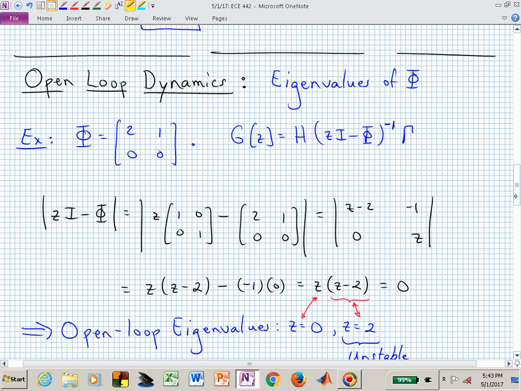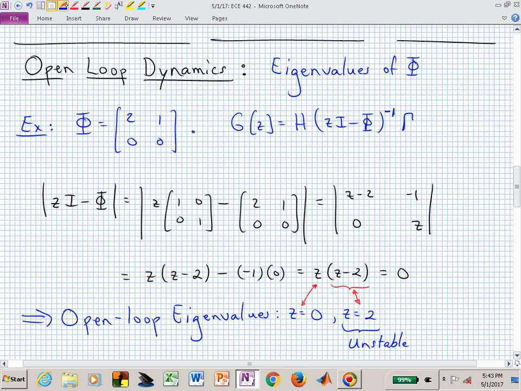In our example that we talked about last time, we had a second order system, phi, and its system matrix was [2, 1; 0, 0]. We can look at the open loop dynamics by finding the eigenvalues of that system matrix, phi. The eigenvalues come from the determinant of zI minus phi. The identity matrix needs to be compatible with the phi matrix, so it's 2x2 with 1s on the diagonal.